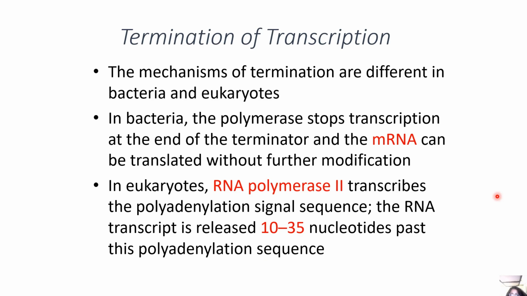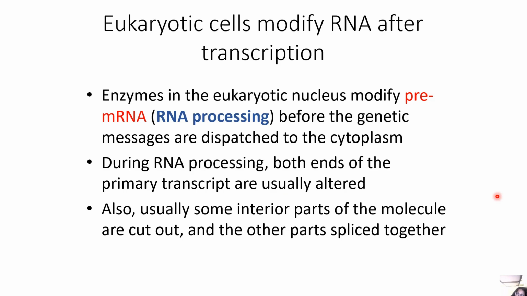The mechanisms of termination are different in bacteria and eukaryotes. In bacteria, the polymerase stops transcription at the end of the terminator, and the mRNA can be translated without further modification. In eukaryotes, RNA polymerase II transcribes the polyadenylation signal sequence. The transcript is released 10 to 35 nucleotides past this polyadenylation sequence. So enzymes in the eukaryotic nucleus may modify pre-mRNA before the genetic messages are dispatched to the cytoplasm.